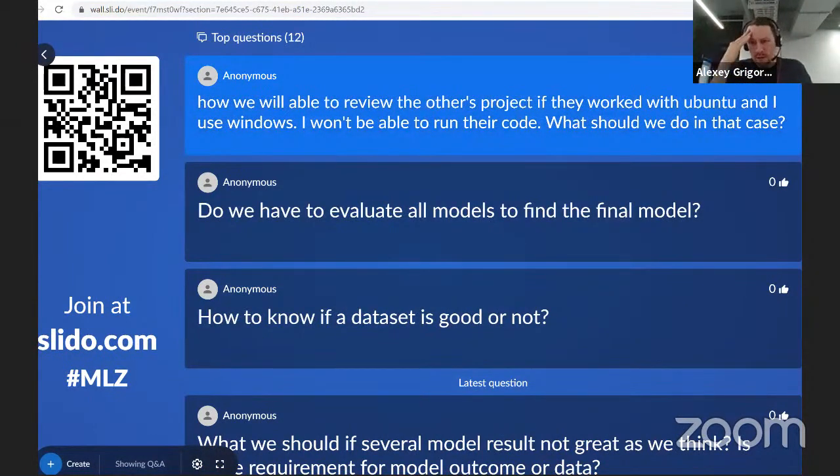And then about the article, closer to that time when we work on an article, I will have some guidelines for that as well.